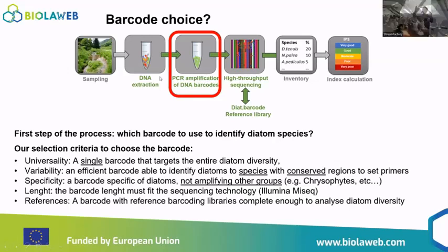In fact, the universality is really the objective. So we have a diversity of diatoms. If you imagine the tree of life and the diversity that we can represent, the idea is that this barcode will target the entire diatom diversity and not lose some specific clades. So this is really the universality that we look for. The second point, variability. Do you remember what variability is? Why do we need this criterion of variability?